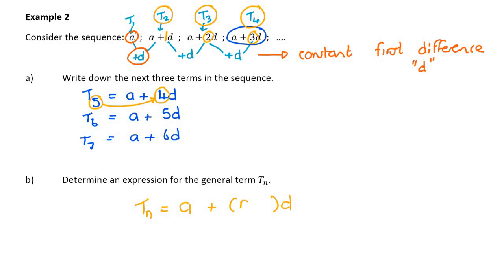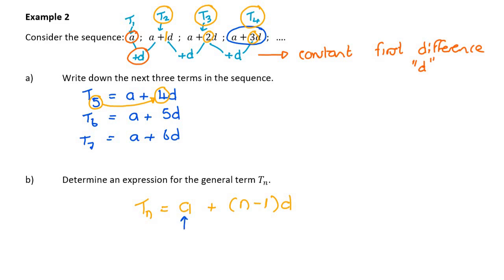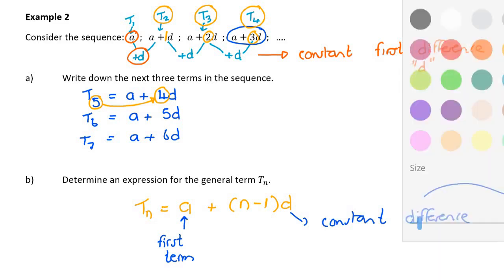So I don't want n Ds because the first term didn't have a difference. You can't have n Ds because otherwise the first term would be A plus 1D, and the first term doesn't have any differences. So it's actually n minus 1 D. So let's just quickly write down what all these symbols mean. A stands for the first term. D stands for our constant difference in this linear pattern. And n stands for the position.